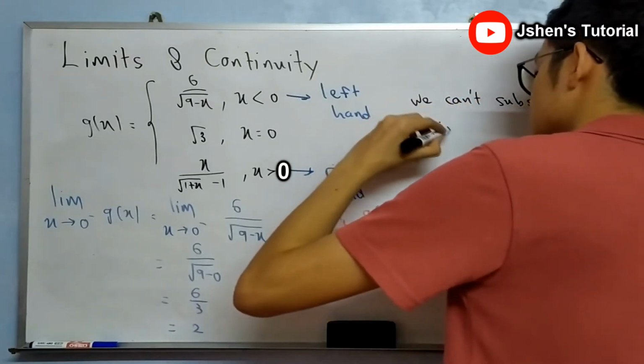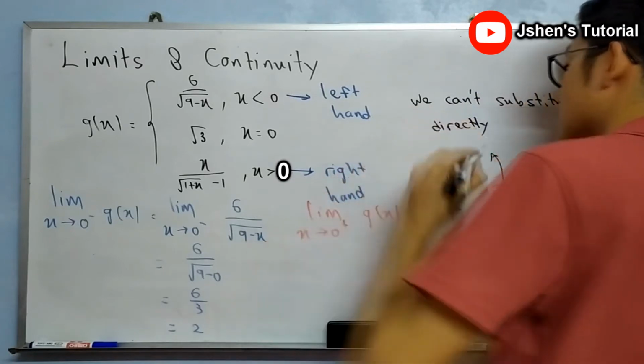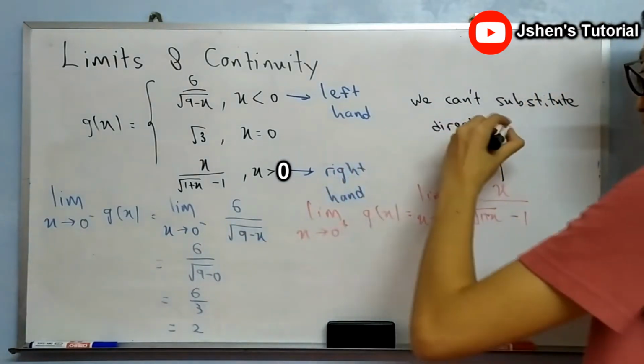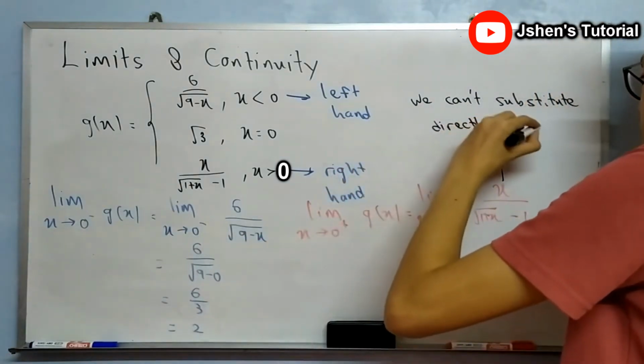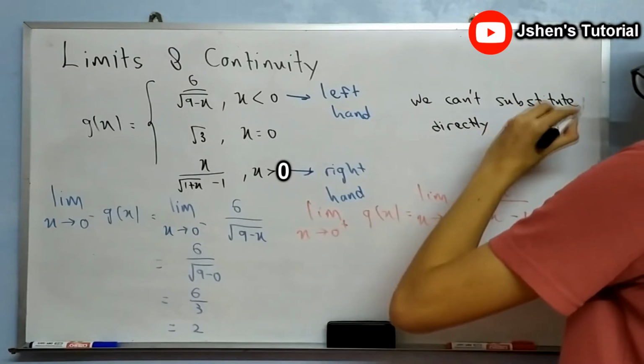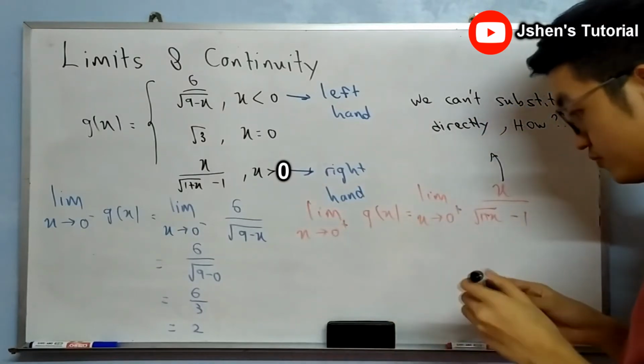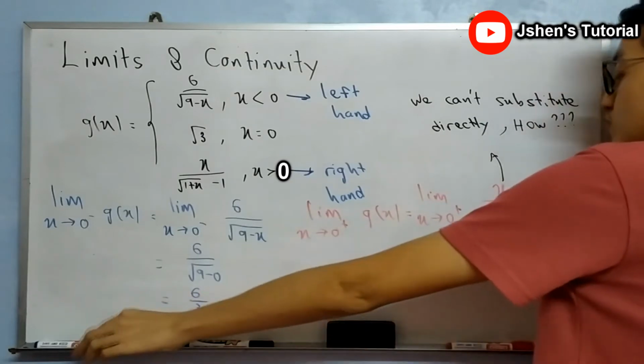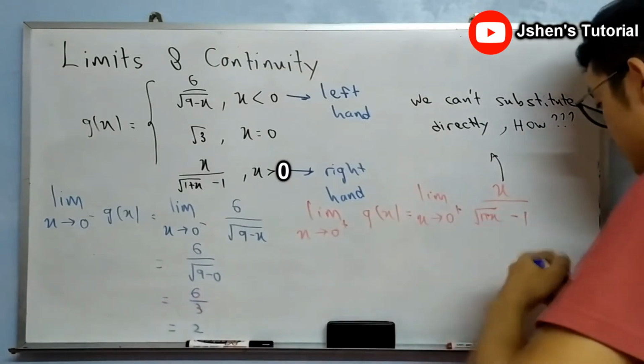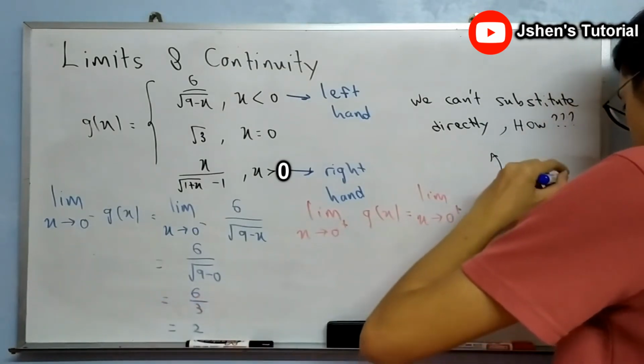For this example, we cannot substitute directly for this function on the right hand side. Now, you can refer to my previous videos for how I solve this kind of function. So now, we must multiply with its conjugate.